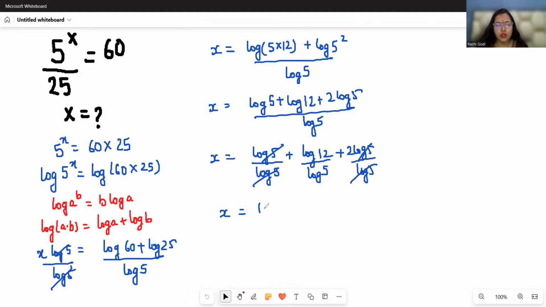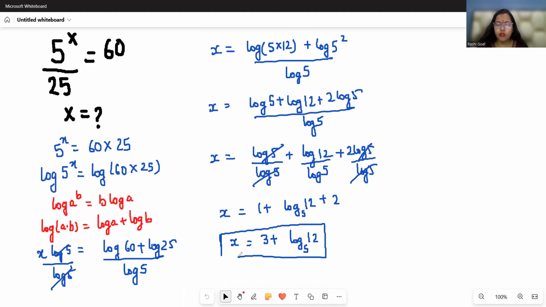So x is equal to 1 plus log 12 with base 5 plus 2. So x is equal to 3 plus log 12 with base 5. So this is the value of x.